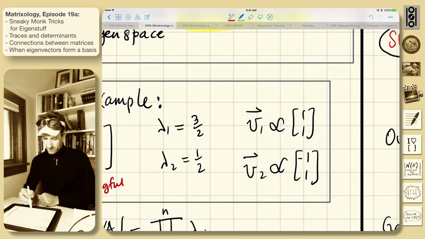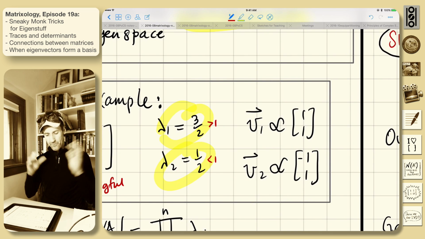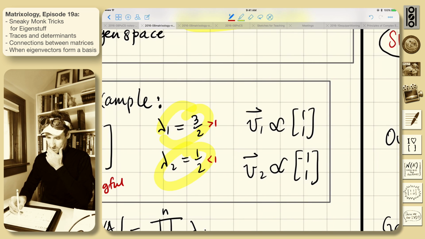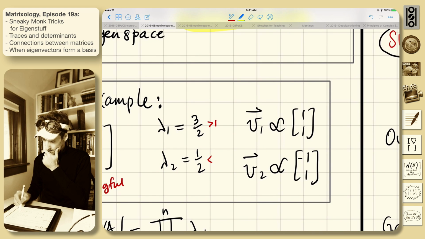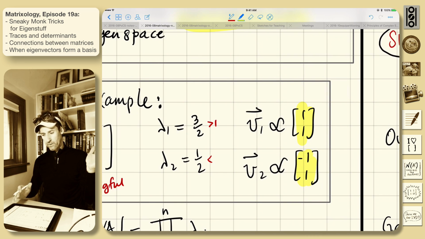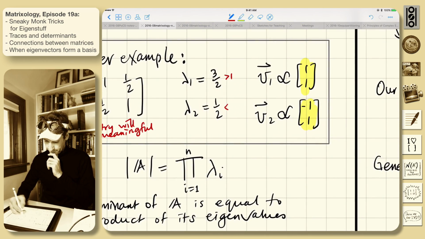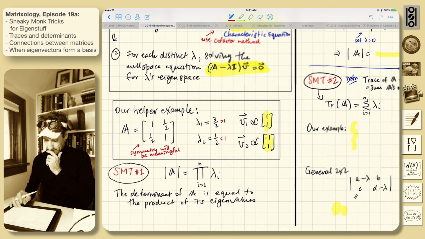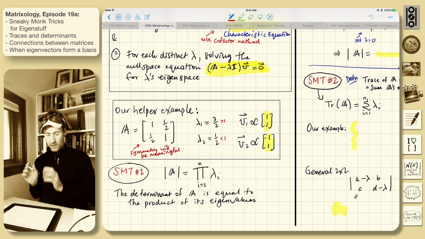So from this matrix, we end up with these two eigenvalues, 3 halves and a half. Importantly, this was greater than 1, and this is smaller than 1. So there's an expansion in this direction here, 1, 1, and a contraction in that direction. So we've got through this. That's going to be our example again. We'll just do a few little calculations for it.